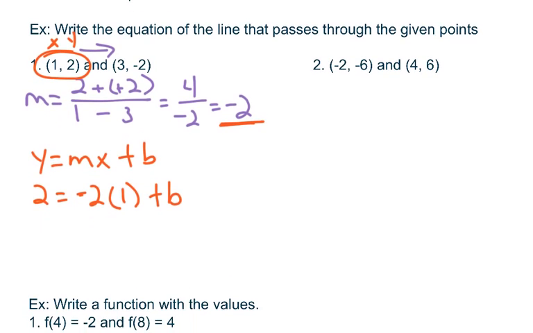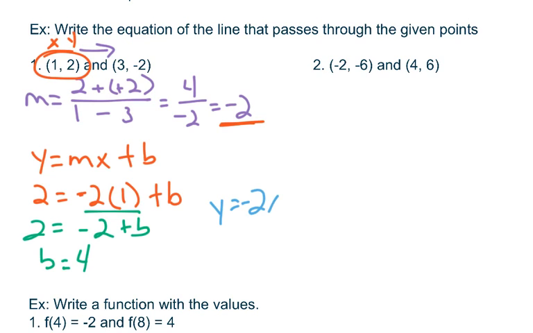Step number 3, solve for b. Well, -2 times 1 is -2, plus b is equal to 2. We're going to add 2 to both sides, which tells me that b is equal to 4. Okay, and then we can write our final answer. y equals our slope of negative 2, x plus 4.